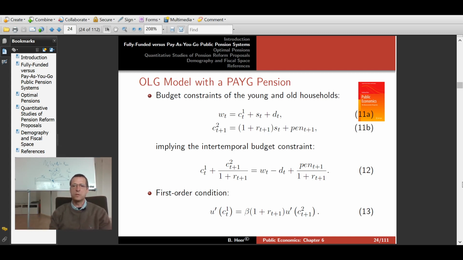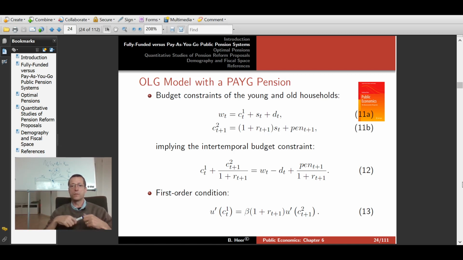So if we solve for savings from equation 11b, we can substitute it in the budget constraint at young age, equation 11a, and we derive our intertemporal budget constraint 12. So on the left-hand side, we have total spending on consumption at young and old age, discounted to the present period t. And on the right-hand side, we have net income in period t, which is our wage w_t minus contributions d_t, and discounted income in period t+1, which are our pensions.